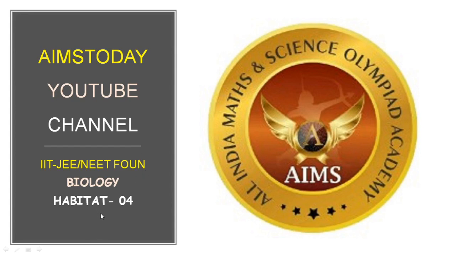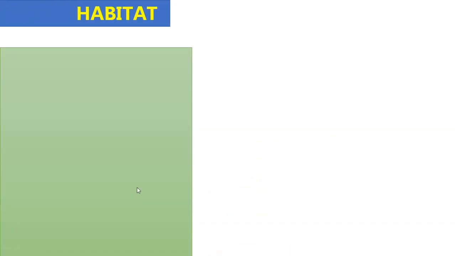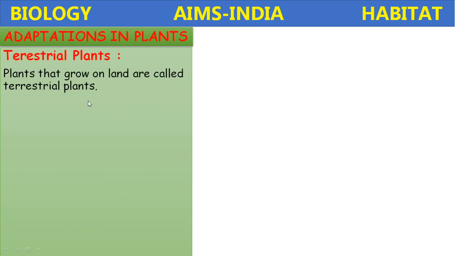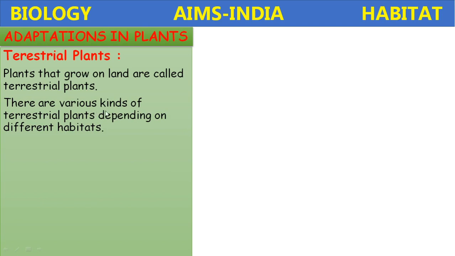Habitat adaptation of living organisms. In this video, we are going to discuss the adaptations in plants. The plants belong to different habitats and have different adaptations. Terrestrial plants: the plants that grow on land are called terrestrial plants. There are various kinds of terrestrial plants depending on different habitats.